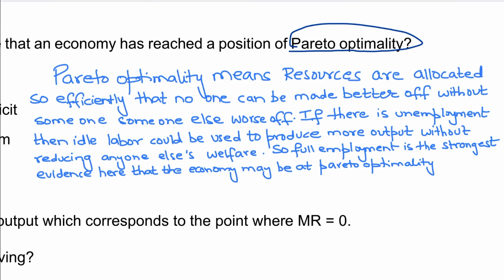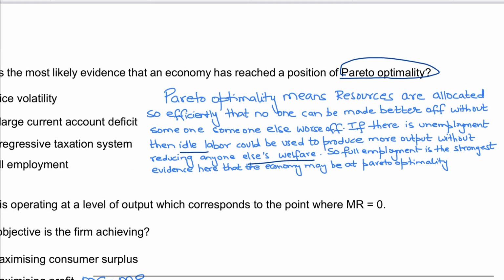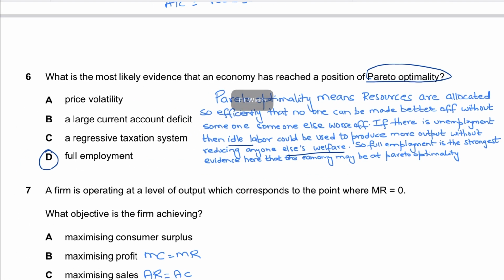So if there's unemployment, then there's idle labor, and that could be used to produce more output without reducing anyone else's welfare. But if all those 100 workers are employed and there are 100 jobs, and you now want to make someone employed, you have to make someone else unemployed for that, right? Because everyone is now employed. So when we're talking about full employment, it is the strongest evidence that the economy may be at Pareto optimality, right?